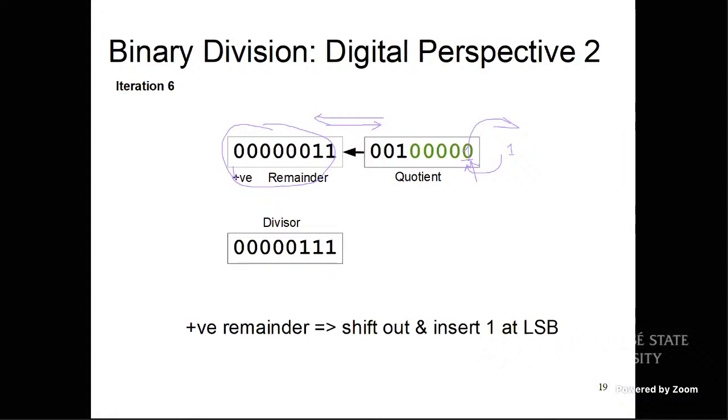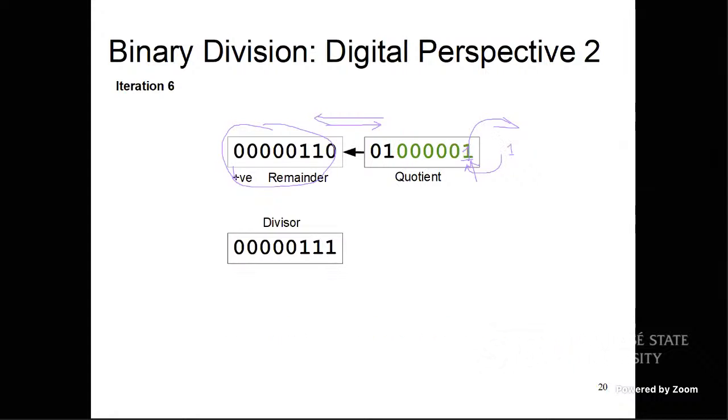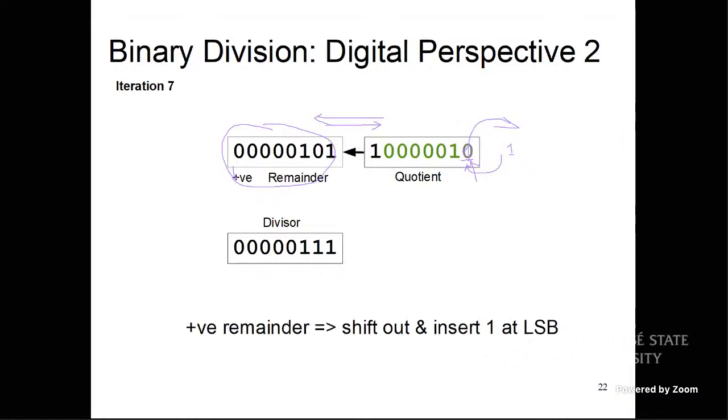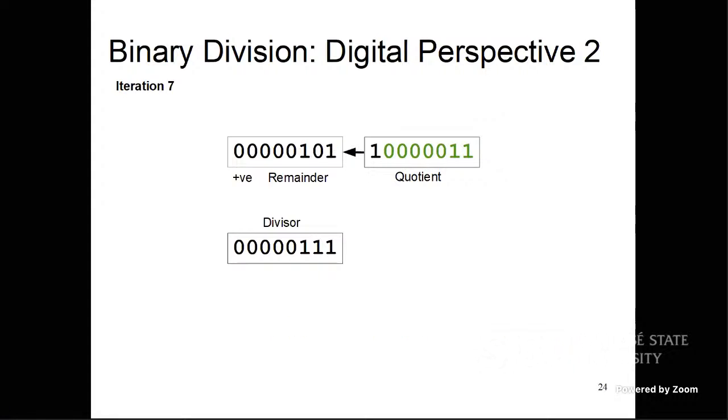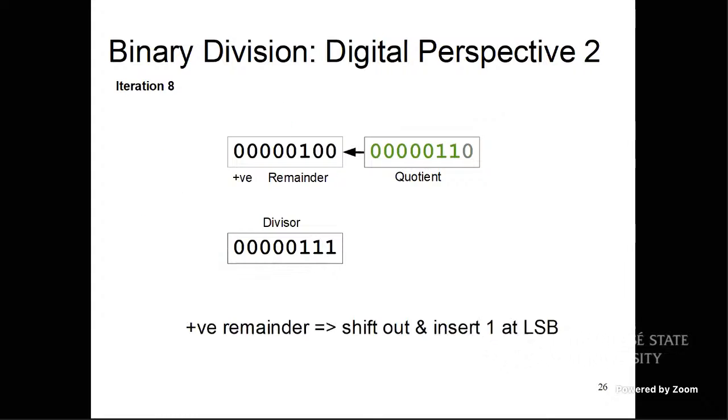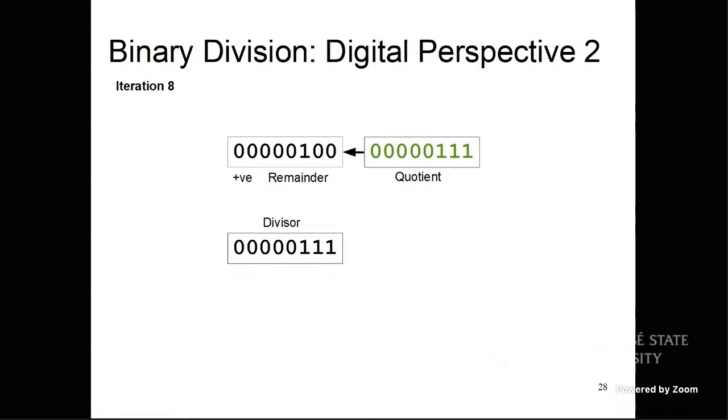And then we go forward, shift, and do another subtraction, which is positive, so insert one more 1 here. Iteration 7, we did a similar thing. We have a positive remainder, so we fix it as a 1 there. Okay, and then we are done at that point, right?